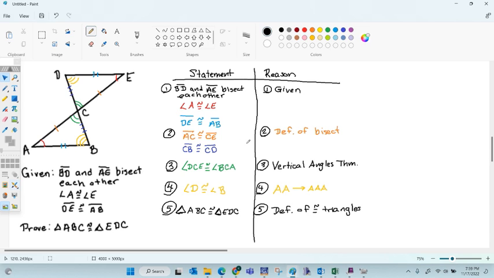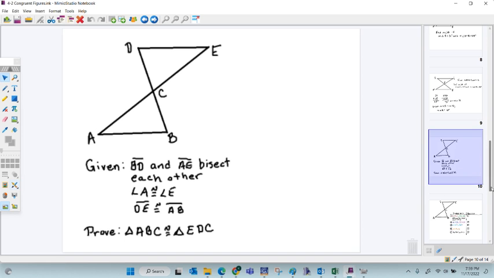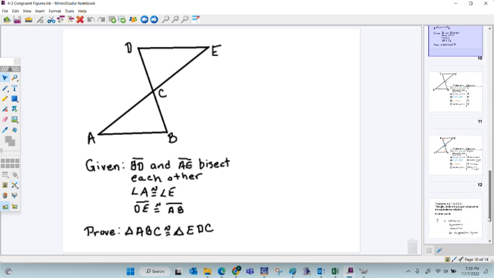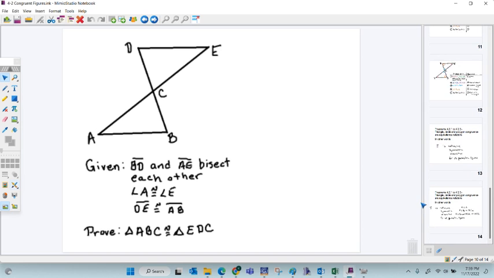So we were able to review a few things, like the definition of bisect from the other chapter and vertical angles, use something that we had yesterday, and then from the beginning of today in this proof. These are the fun proofs. I'll just call them the fun proofs because they're nice. You're kind of doing a checklist to figure out what you have and what you still need to have.